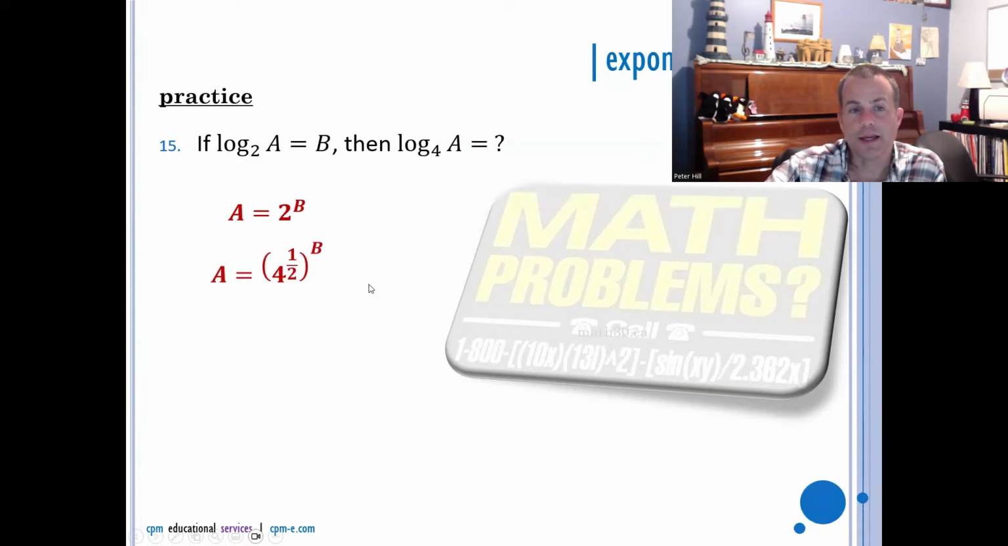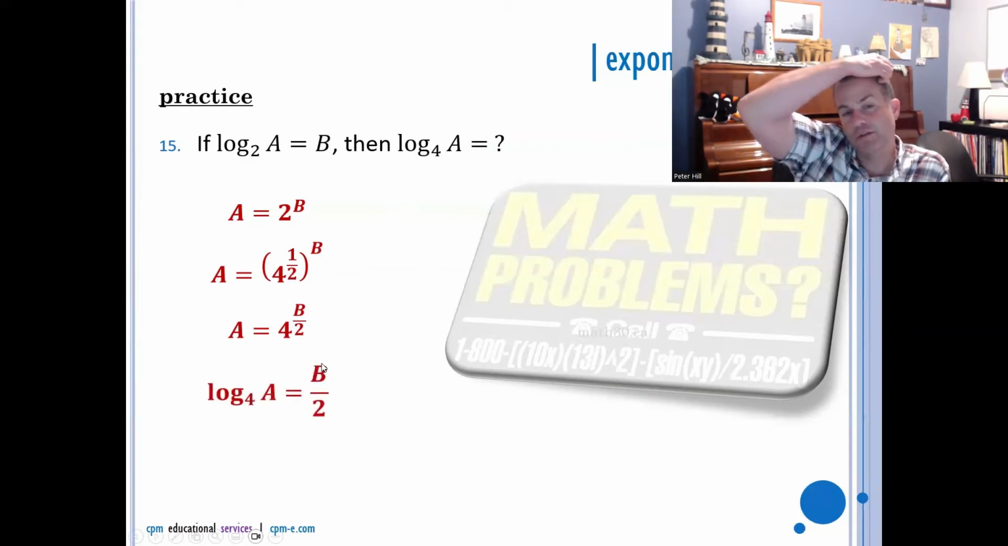Then if A equals 2 to the B, I can call my 2 4 to the 1/2, right, because the square root of 4 is 2. 4 to the 1/2 is the same as the square root of 4. So I've replaced my 2 with 4 to the 1/2. And then remember, why am I doing this? Because this says log base 4, right? So I am trying to think about what the base of 4 would look like. That's going to give me 4 to the B over 2. And then I just switch it back to log form.